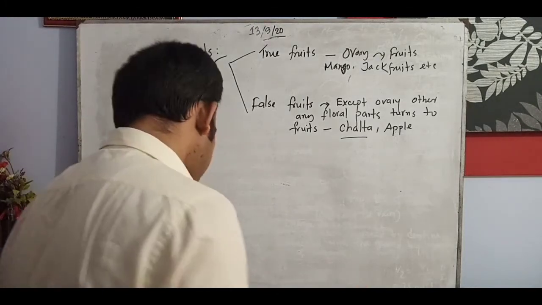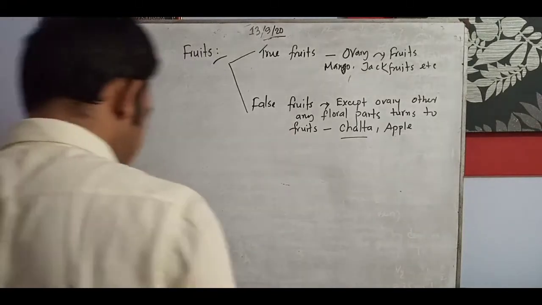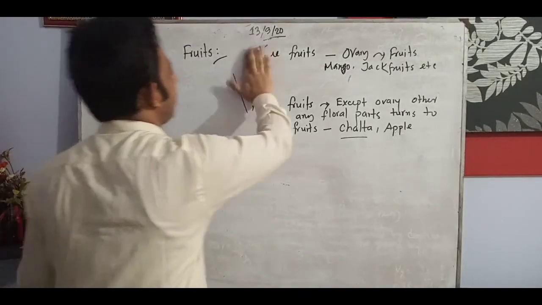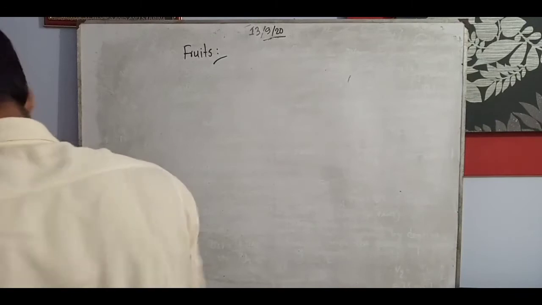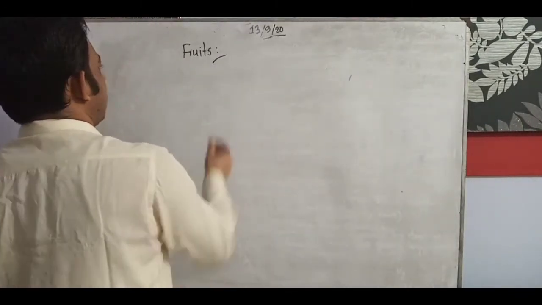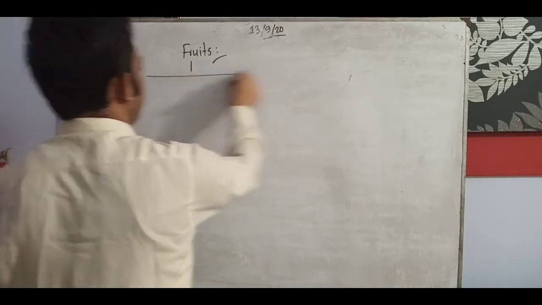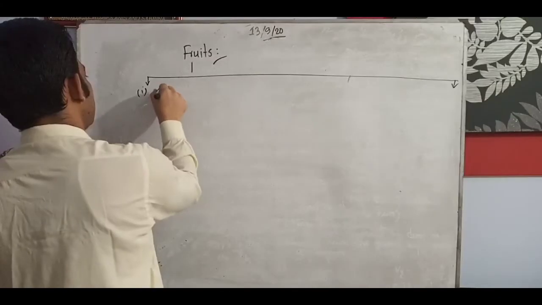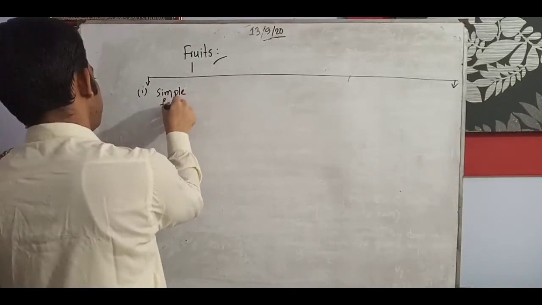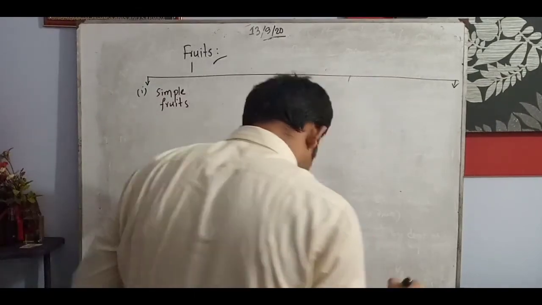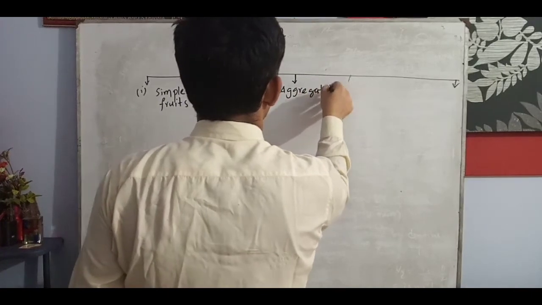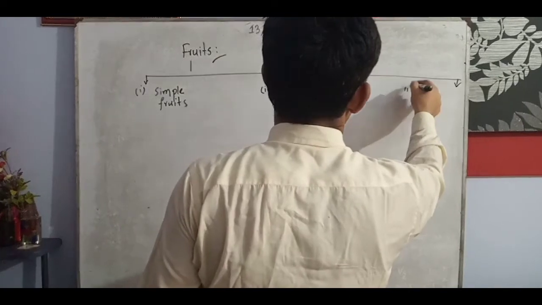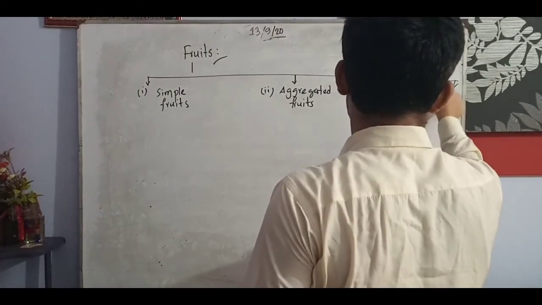Now, on the basis of the fruits, we can have some different kinds of fruits. Now we will try to understand that. We have seen three kinds of fruits. Number one is the simple fruit. Number two is the aggregated fruit. And number three is the multiple fruit.